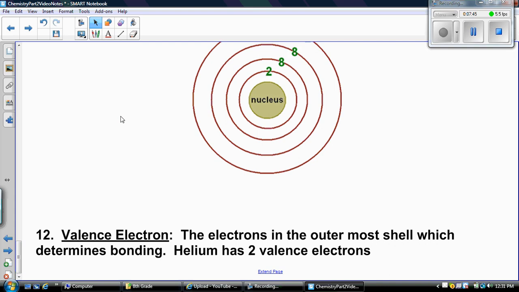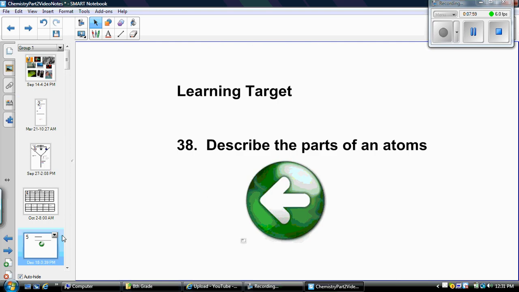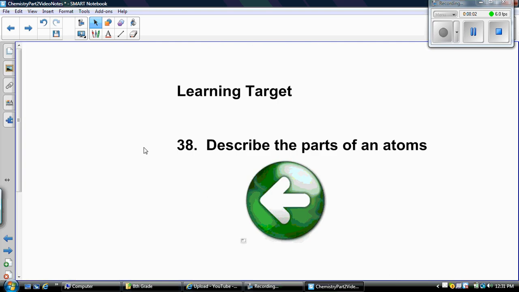And the last thing, the valence electrons, the electrons in the outermost shell, is what determines how they will bond. For example, helium has 2 valence electrons, and you're going to get a lot of practice with this. Okay, so that is your vocab that basically describes the parts of an atom for learning Target 38.